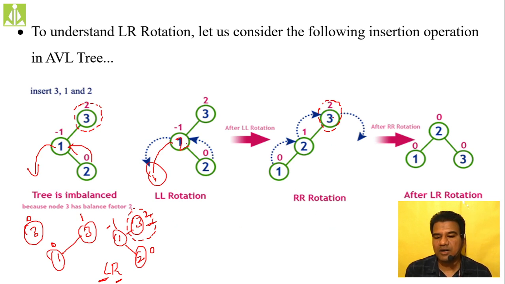After performing right rotation, 3 will go down, 2 will come into 3's position, and 1 will come into 2's position. So the same thing we are doing: 3 we are shifting down, 2 we are bringing to 3's position, and 1 we are bringing to 2's position. So we got it like this. When you calculate the balance factors, 0 0 0, the tree is balanced.